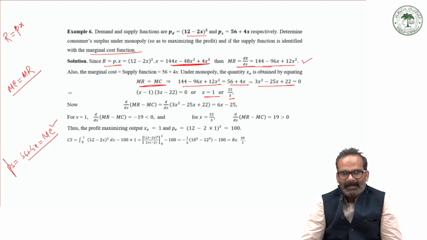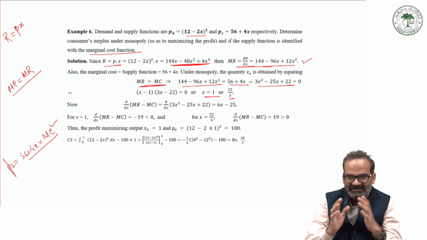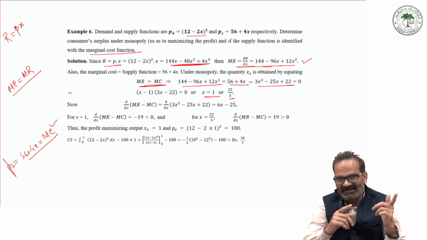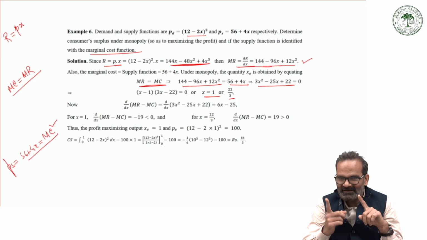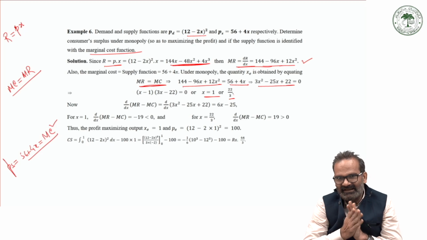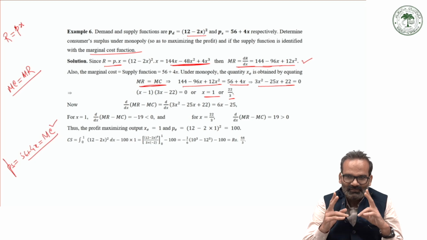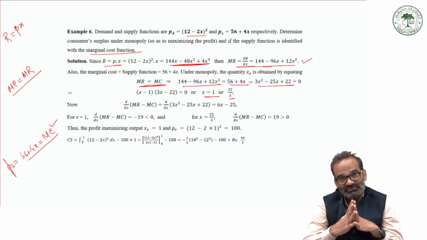We are getting two values of x, right? x is 1 or x is 22 by 3. So here, look at this. In the last case, we were getting one value of x, and we put that value of x in PE to get its respective price. But here we are getting a quadratic equation. That is why it is giving us two values of x. So whenever there are two values of x, which value should be chosen?